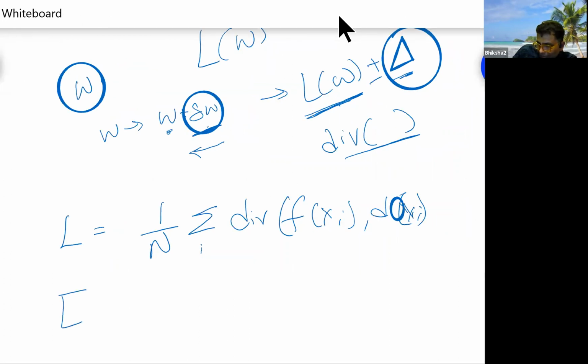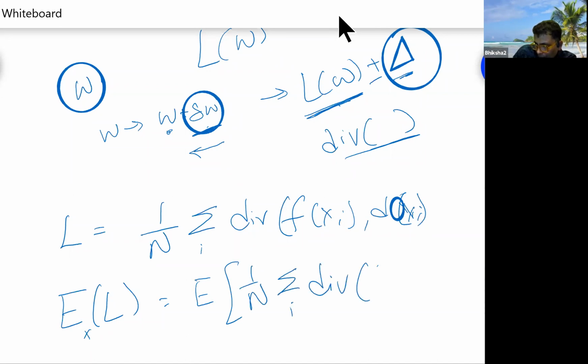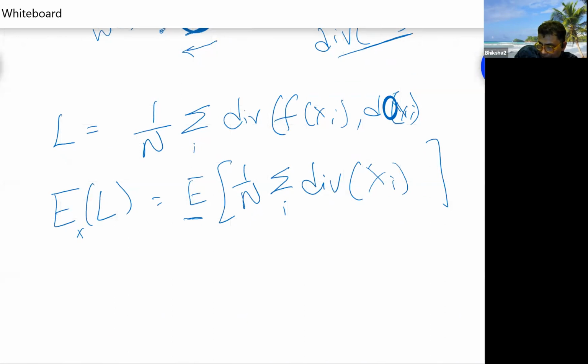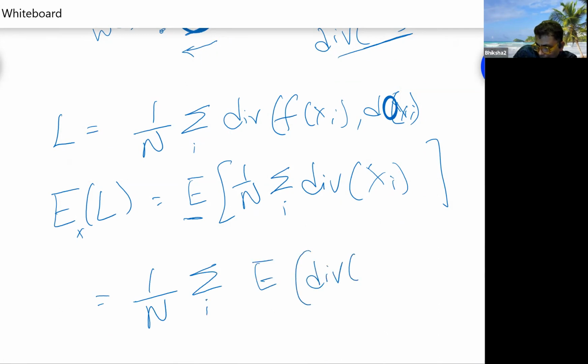So when I take the expectation of the loss with respect to x, this is going to be the expectation of 1 over n summation i divergence of xi, I just call this divergence of xi for brevity. But then the expectation operation is linear. So this is simply going to be 1 over n summation i expectation of the divergence of xi.